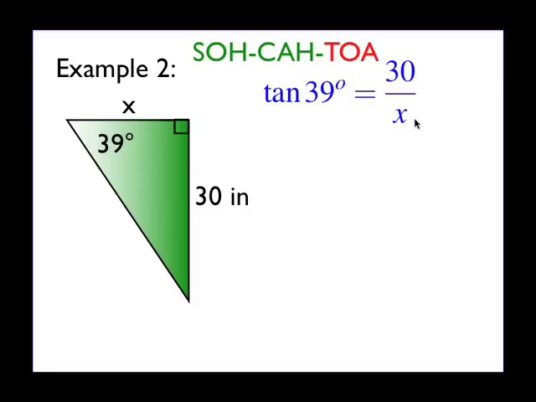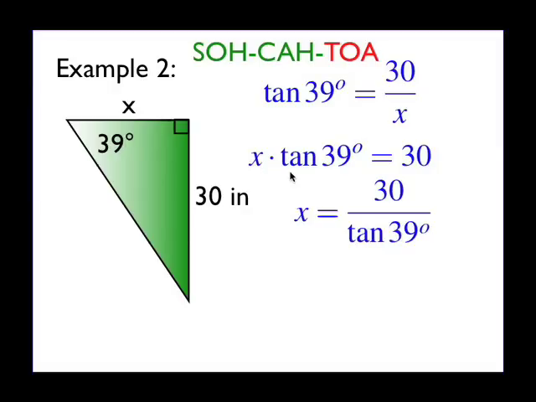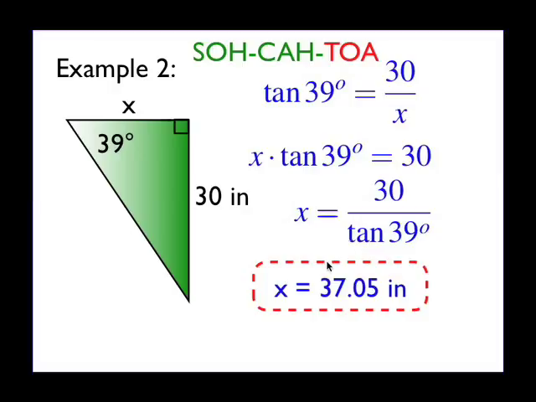Still want to get rid of the fraction x, so we will multiply both sides by x. Now to get rid of the tangent of 39 and get the x by itself, we will divide by the tangent of 39. So we got x equals 30 divided by the tangent of 39. Now comes out the calculator, and just punching in 30 divided by tangent of 39 gives us 37.05 inches for x.